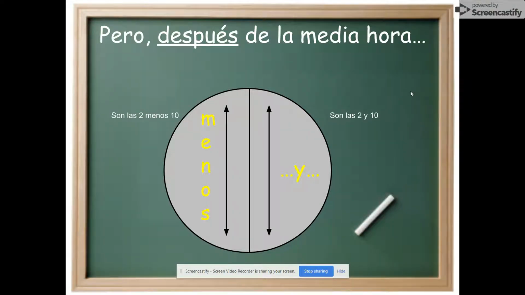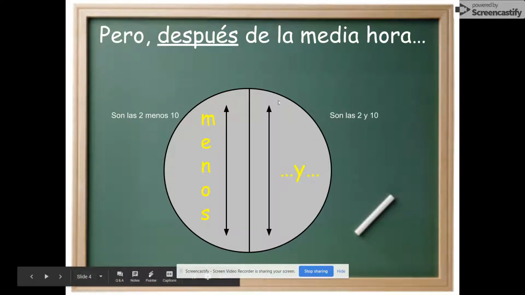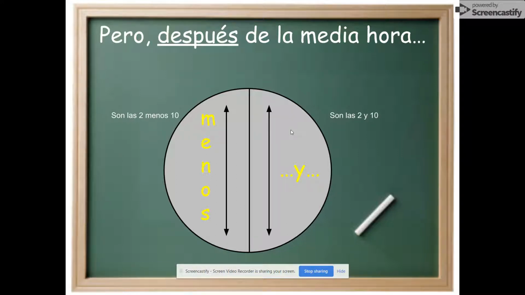This is something you want to put in your notes. If you imagine that this is your clock, if you have the hand of the minutes in this side, you're going to say son las 2:10. But if your hand of the minutes is in the left side, you're going to say son las 2:10. I am going to give you some examples and I am going to explain a little bit more.